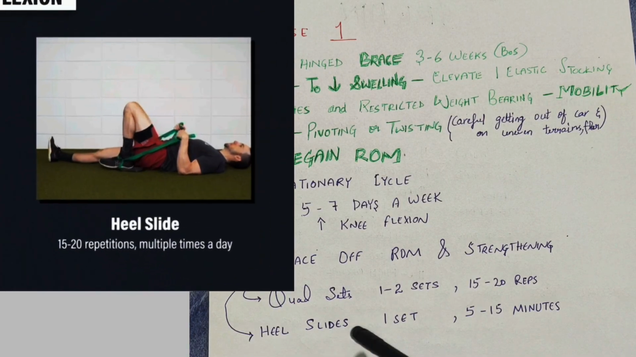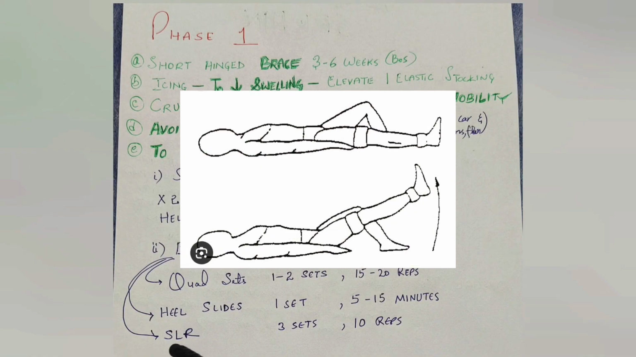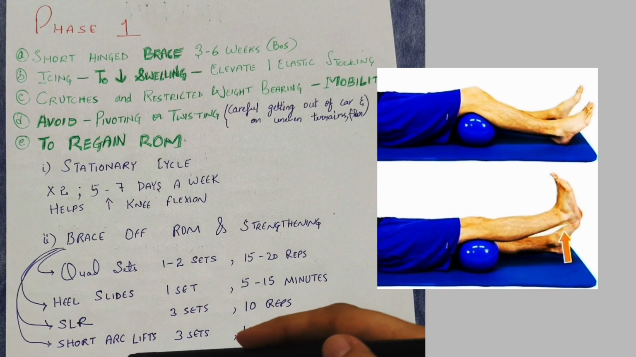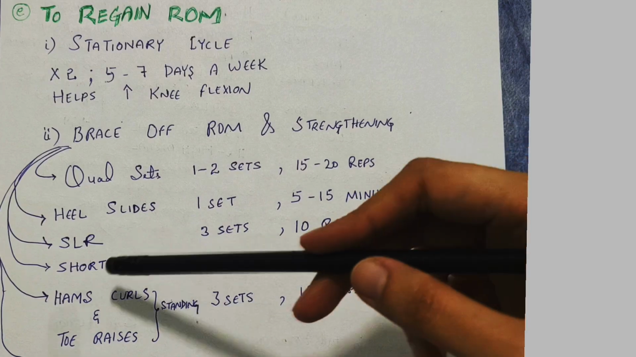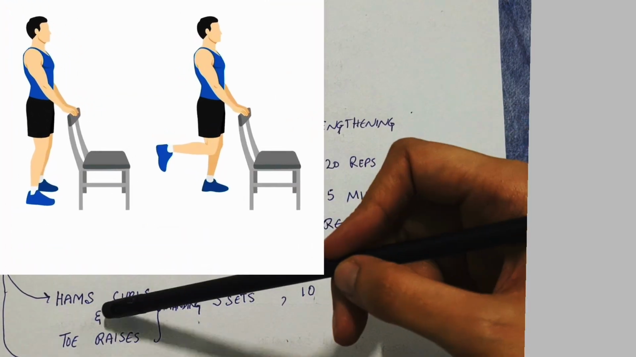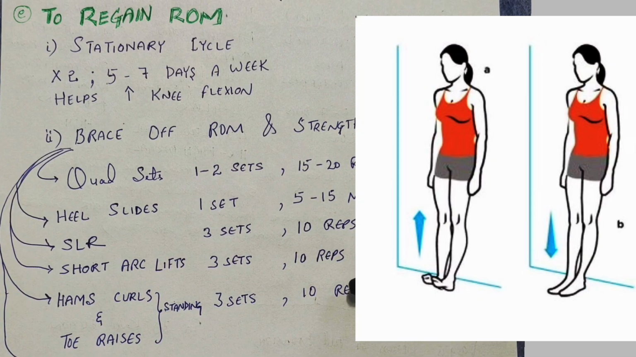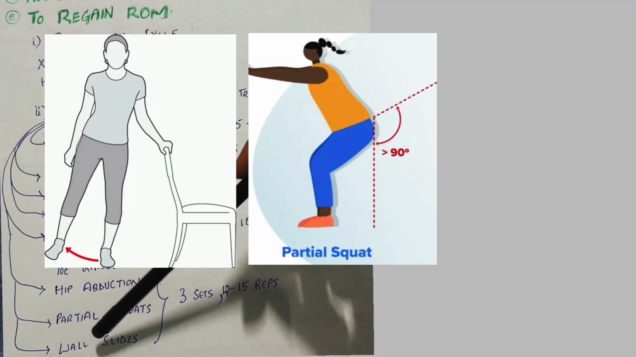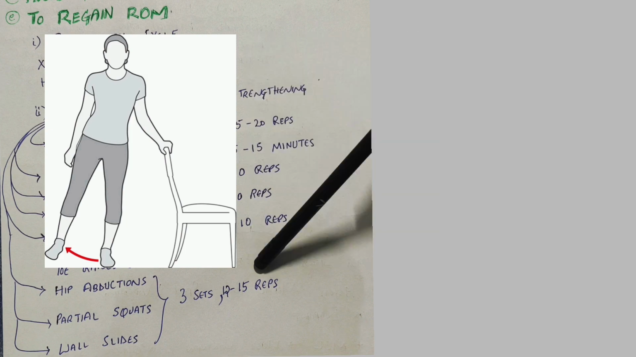Then heel slides, 1 set, 5 to 15 minutes. Then straight leg raises, 3 sets of 10 repetitions. Next, short arc lifts for 3 sets, again 10 repetitions. Then hamstring curls and toe raises in standing for 3 sets, 10 repetitions. Then hip abduction, partial squats and wall slides, each for 3 sets, 12 to 15 repetitions.